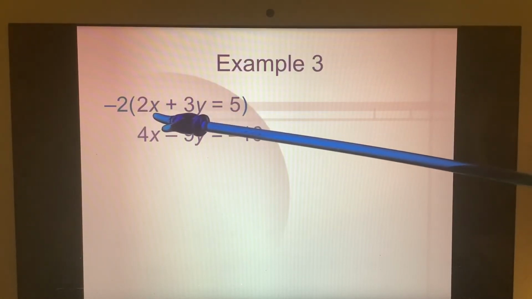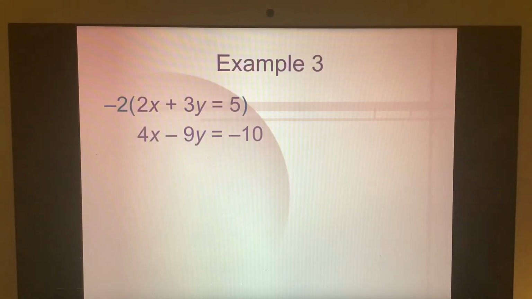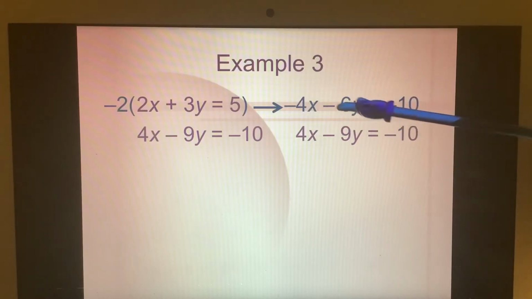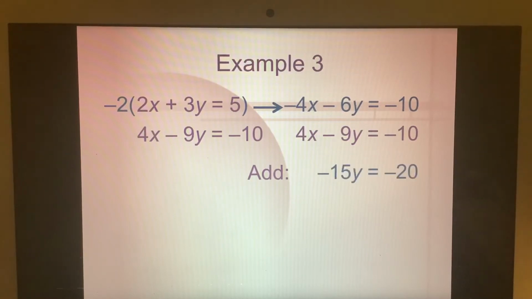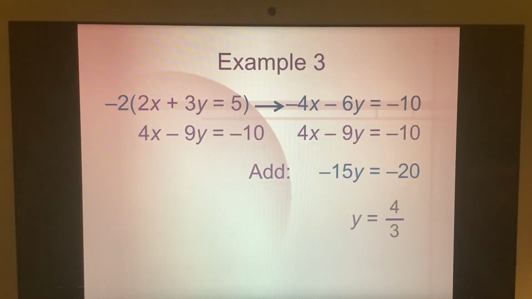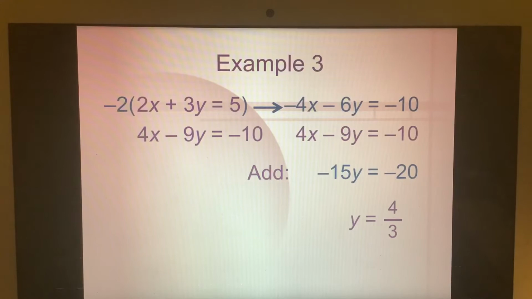So if I have -4x and a 4x, and I add those two together, let's see what we have here. -4x plus 4x equals 0. So those will eliminate right there. And then -6 plus -9y gives me -15y. And then -10 plus -10 is -20. And then my y is going to be 4/3, because I have a negative number divided by another negative number, and that's going to give me a positive number right there.